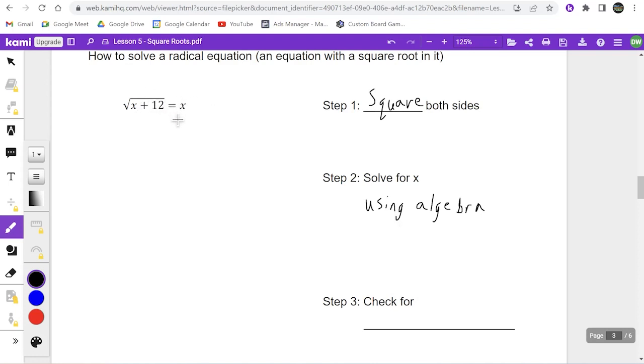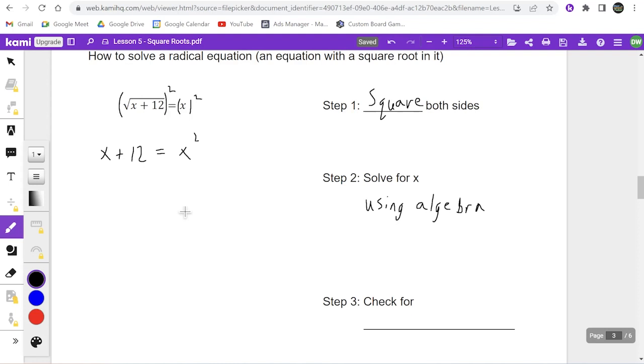Square root of x plus 12 equals x. So the first thing I'm going to do is I'm going to square both sides. On the left side, square root and squared cancel. I get x plus 12. On the right side, I get x squared, which is, well, just x squared. And now I have to solve this equation.